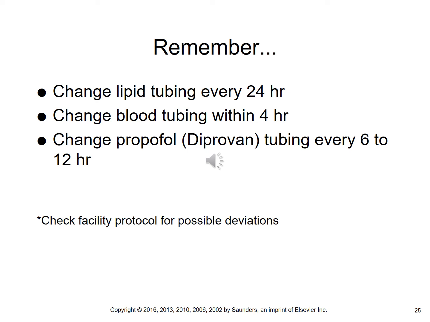A couple of things to remember when we're talking about infusion systems is your changing of your tubing. If you're giving lipids, change it every 24 hours. Blood tubing should be changed within every 4 hours. And if you're giving propofol, your tubing should be changed every 6 to 12 hours.